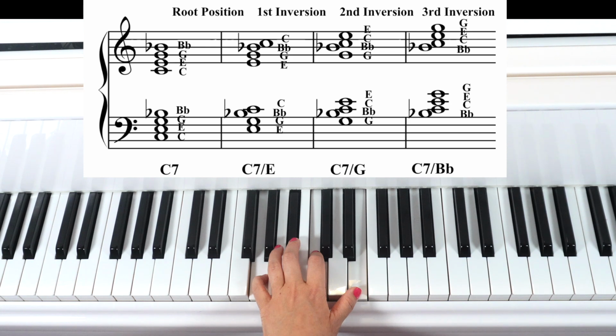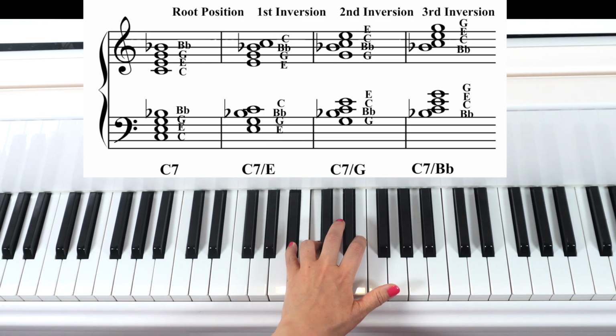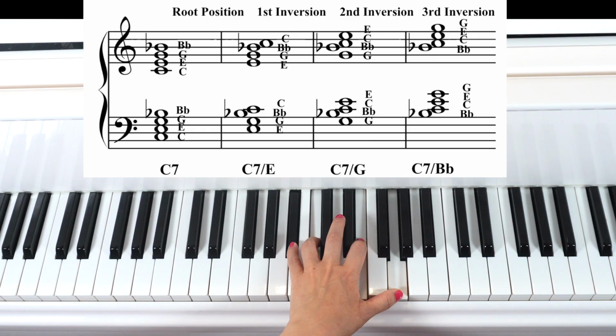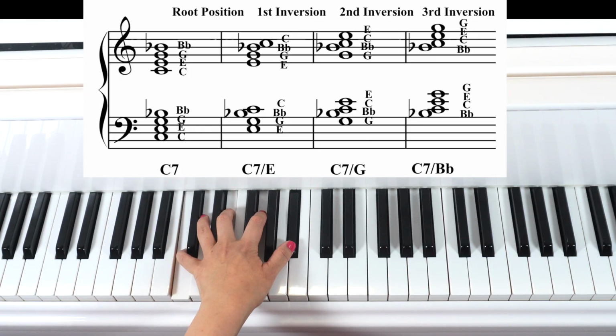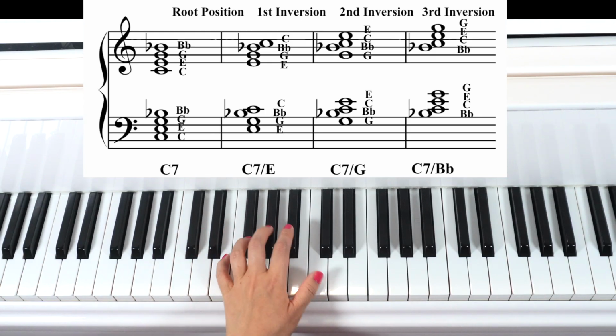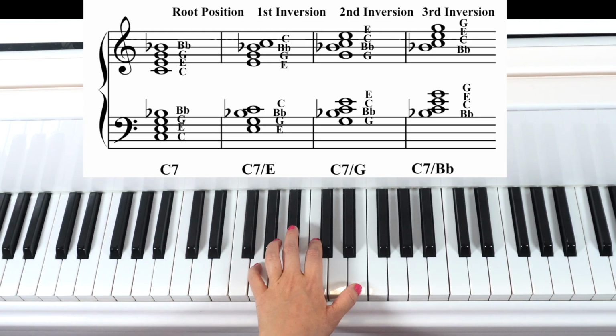Now for third inversion, we move the G where? An octave up, right? And what's on the bottom? B flat. So B flat, C, E, G. All right, so let's start from root position. First inversion, second inversion, third inversion.